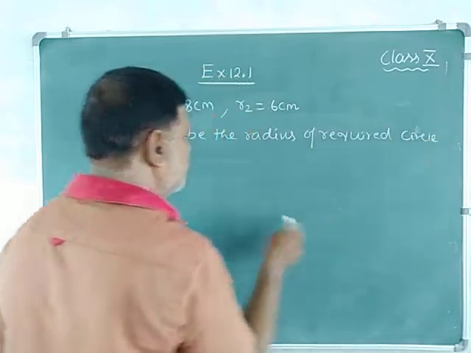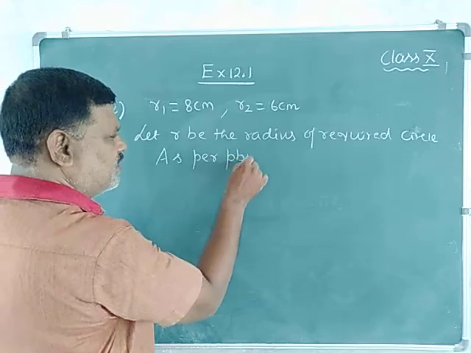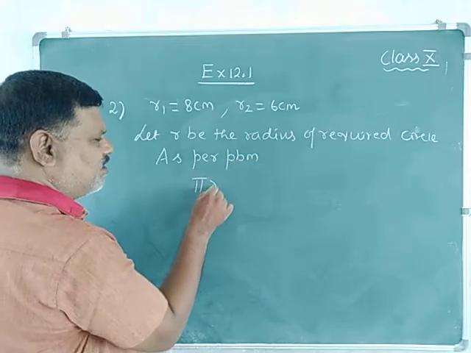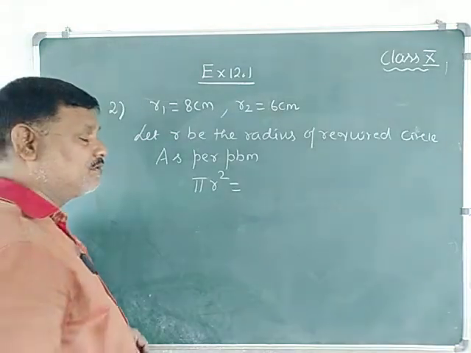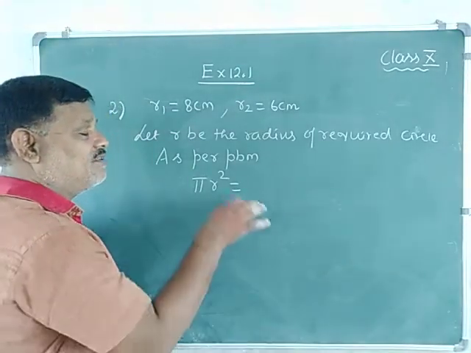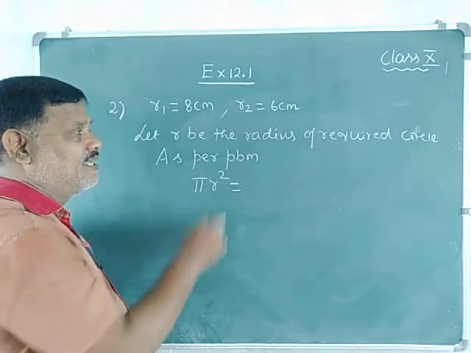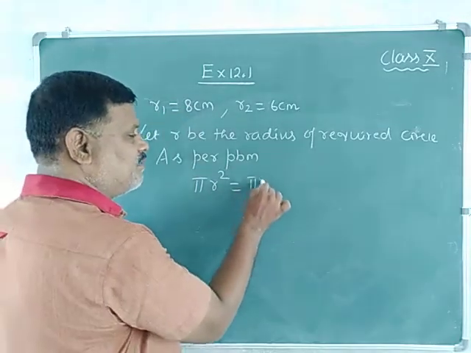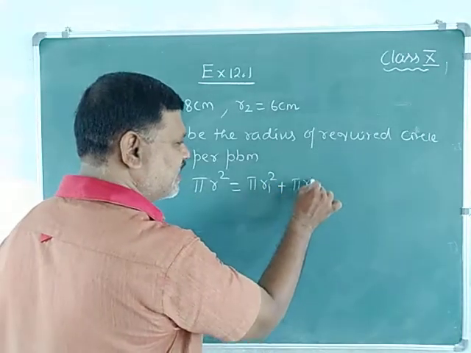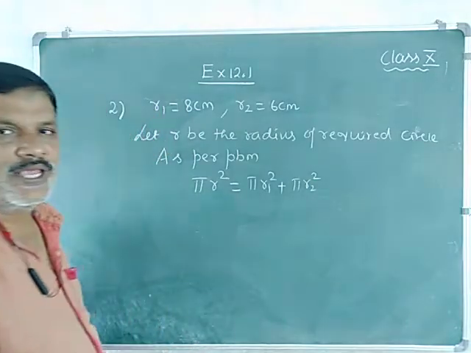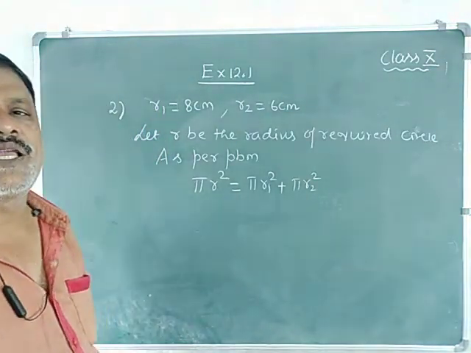Okay, now as per the problem, what is given? The area of the required circle, that is pi r square, is equal to the sum of the areas of the given circles. So the area of the first circle will be pi r1 square, plus the area of the second circle, that is pi r2 square. So we get an equation: pi r square equals pi r1 square plus pi r2 square.